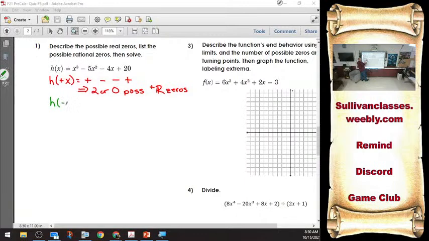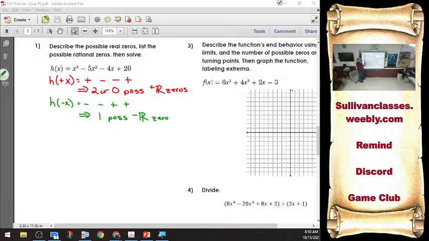If I plug in a negative x, y'all were cool with just the odds will change signs, the evens will not? I mean, if you want to actually plug the negative in there and do all of it, you can. I will have a negative, negative, positive, positive. I only see 1 sign change. So that tells me there's 1 possible negative real zero.